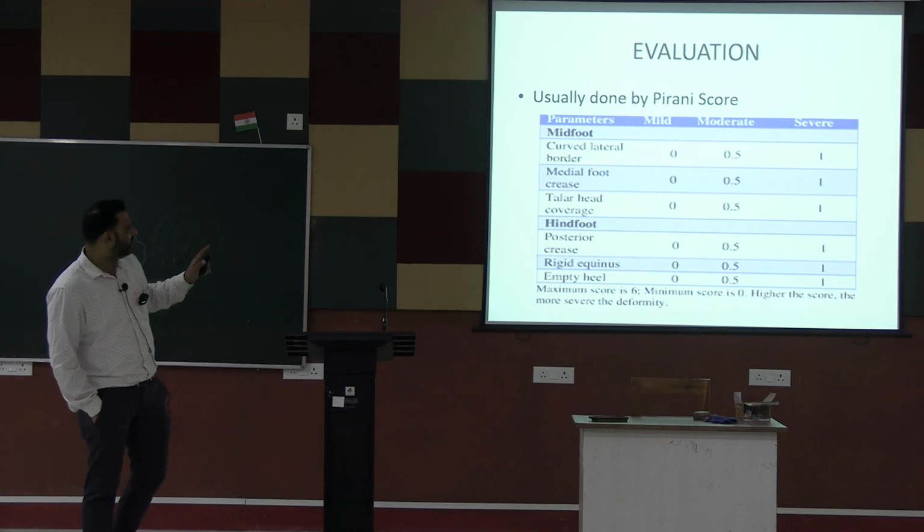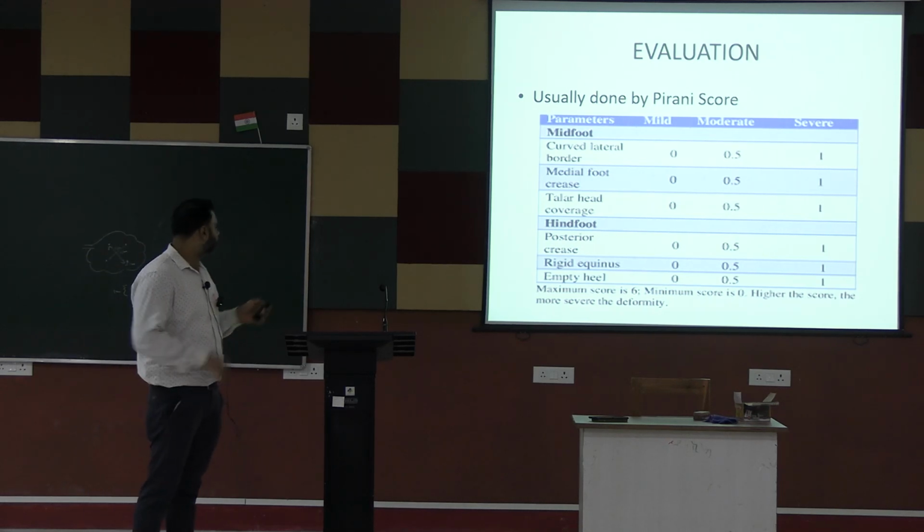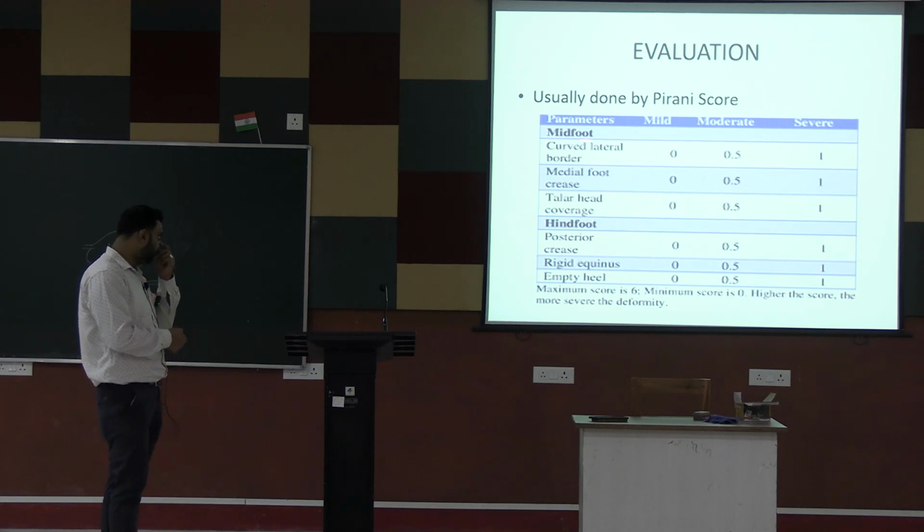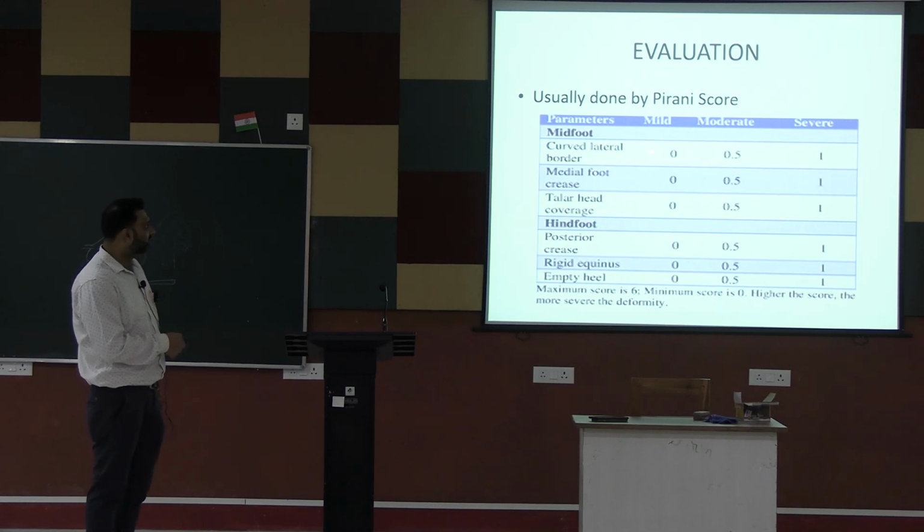You can take a picture of the Pirani score. You can see that it is based on only these two components, the midfoot and hind foot. In the midfoot, what we consider is the lateral border: if it is curved it scores, and if it is straight, then it is 0.